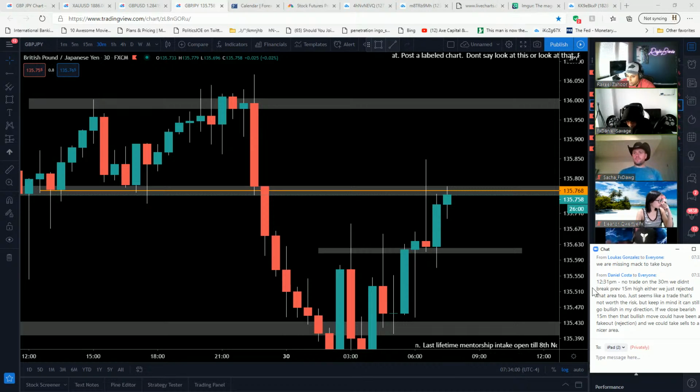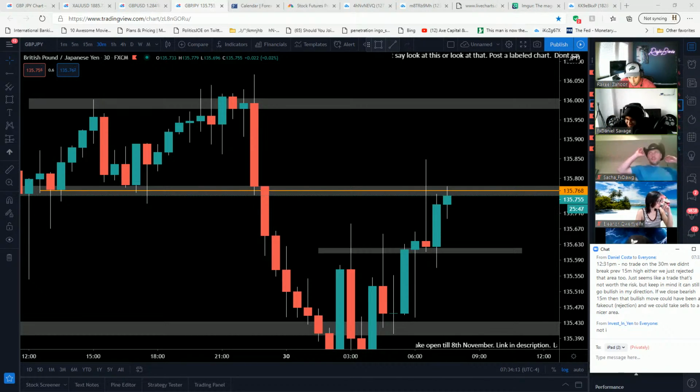No trade on the 30-minute. We didn't break past the 15-minute high either. We just rejected that area. It just seems like a trade that we are not missing, worth the max risk. But keep in mind, it can still go bullish in my direction. Okay.